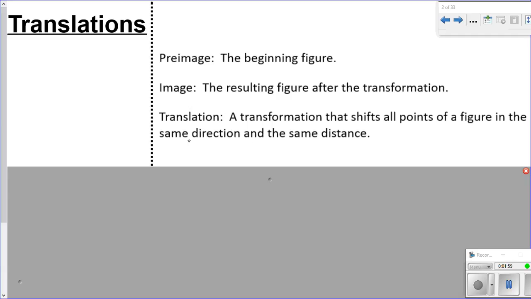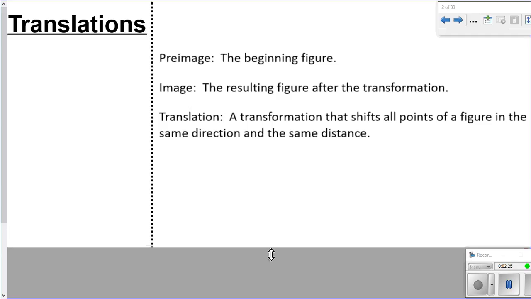It's going to shift it all in the same direction and the same distance, but it's not going to change the size or shape. So the pre-image and the image of a translation will be congruent figures. In a translation, it's what we call a rigid transformation, meaning that the shape and size stay the same. So the pre-image and the image will be congruent figures to each other.